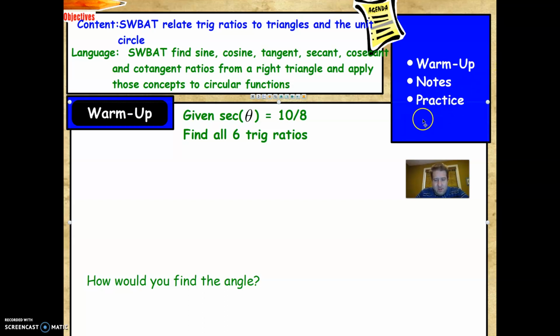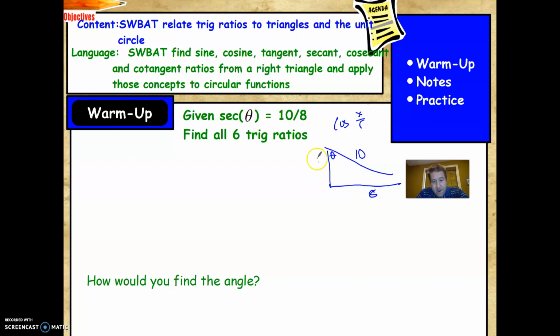We're still getting into our 6 trig functions, and students should be able to relate trig ratios to triangles and the unit circle. Given secant of theta is 10 over 8. Keep in mind that secant is the reciprocal of cosine, and if cosine is x over r, which is the same thing as adjacent over hypotenuse, then secant would be hypotenuse over adjacent. So if I make my triangle and I say this is theta, this would be this over this.